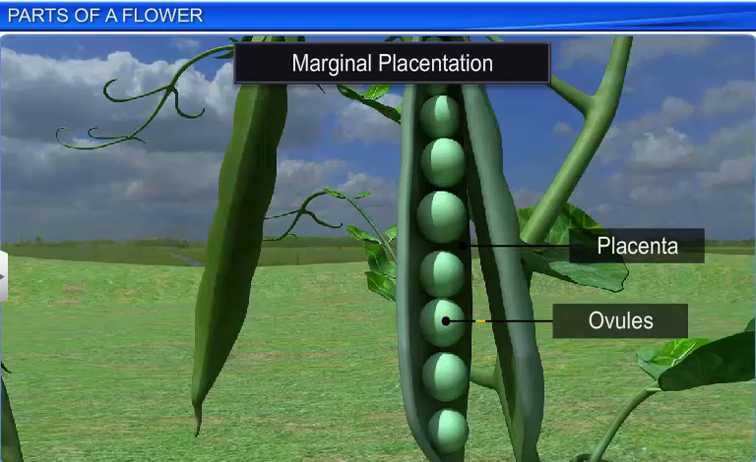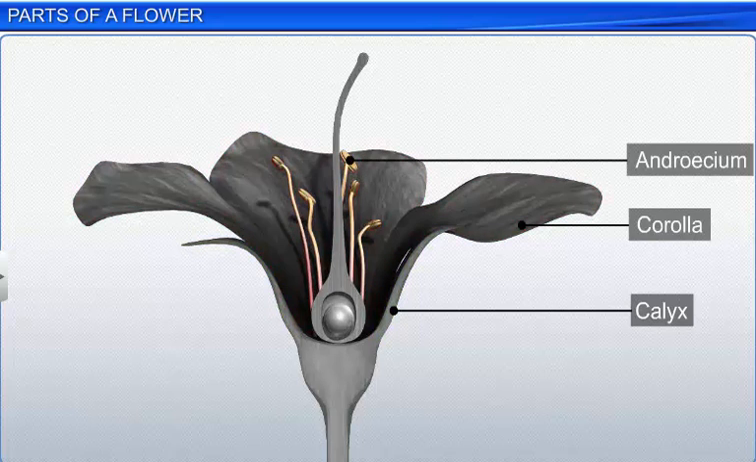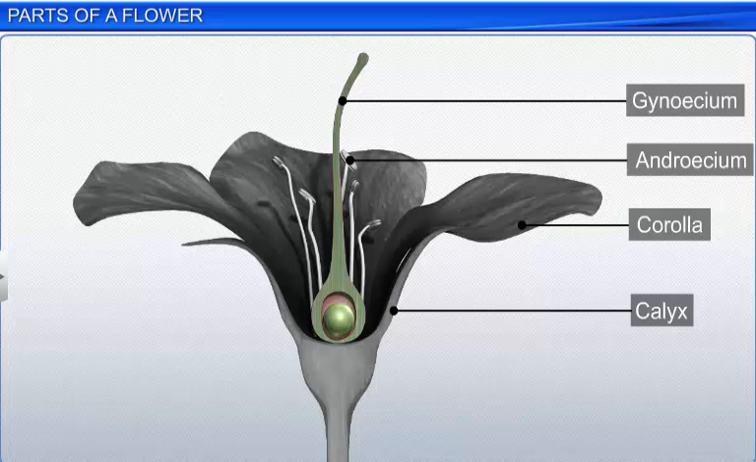The calyx, corolla, Androecium, and Gynoecium are the four whorls of a flower. The calyx and the corolla are the accessory whorls, while the Androecium and the Gynoecium are the reproductive organs.